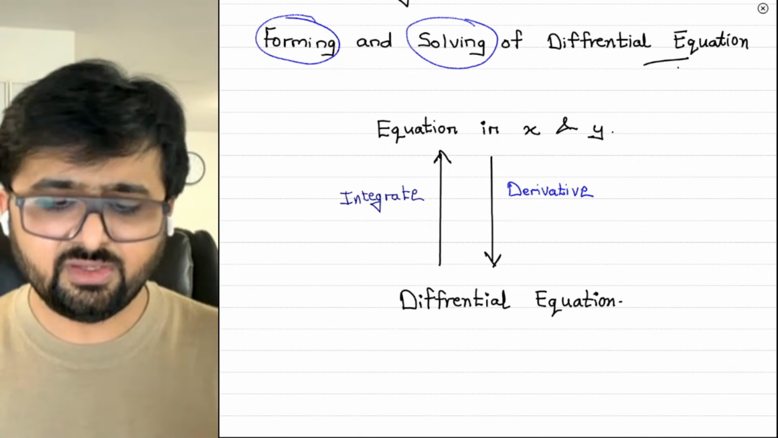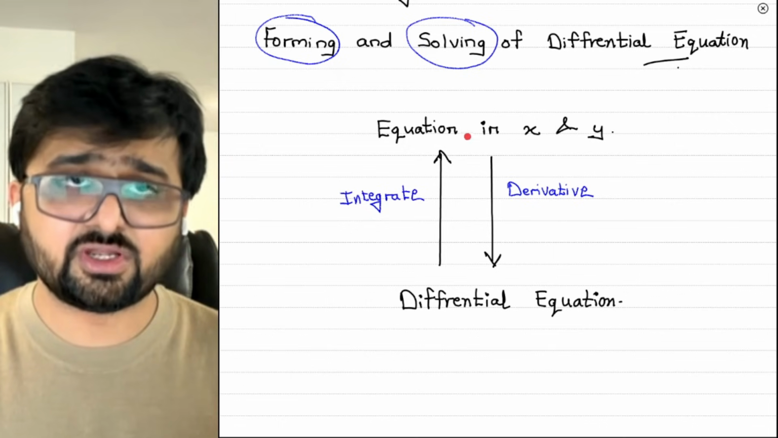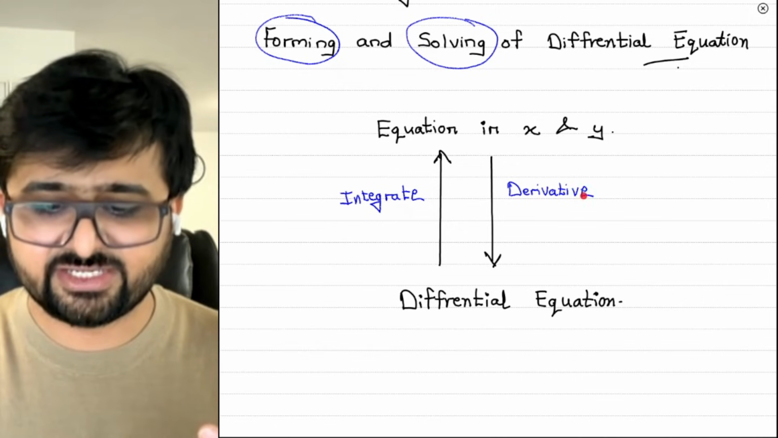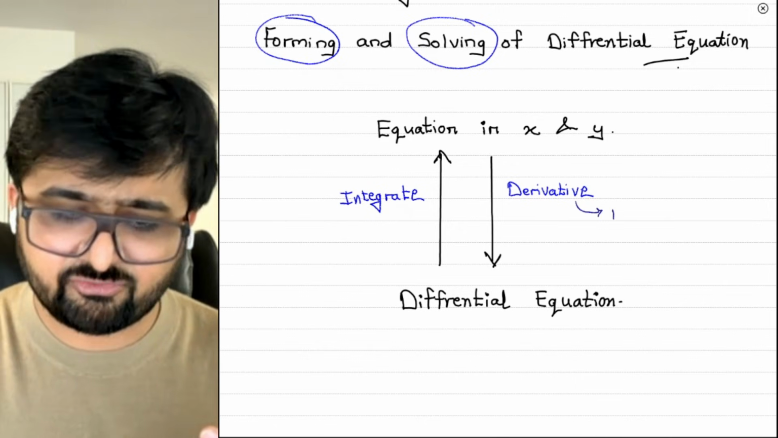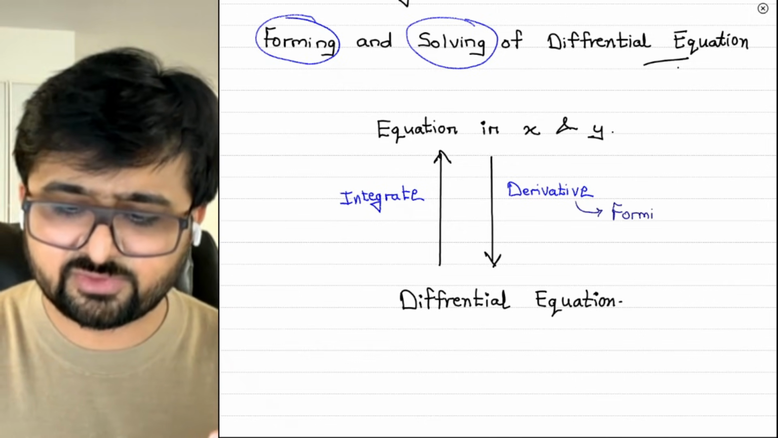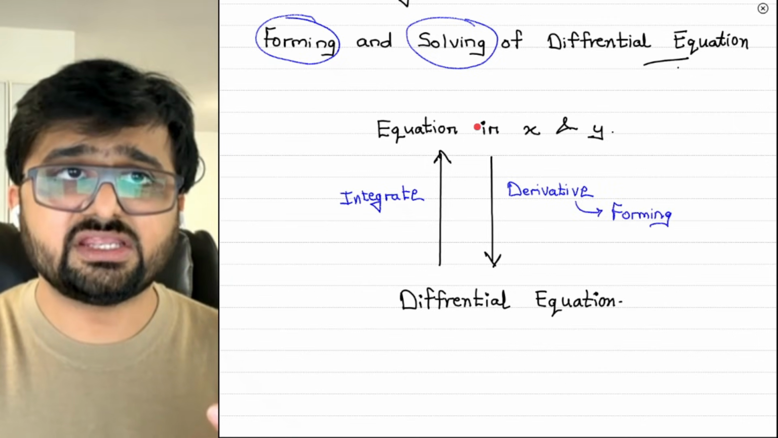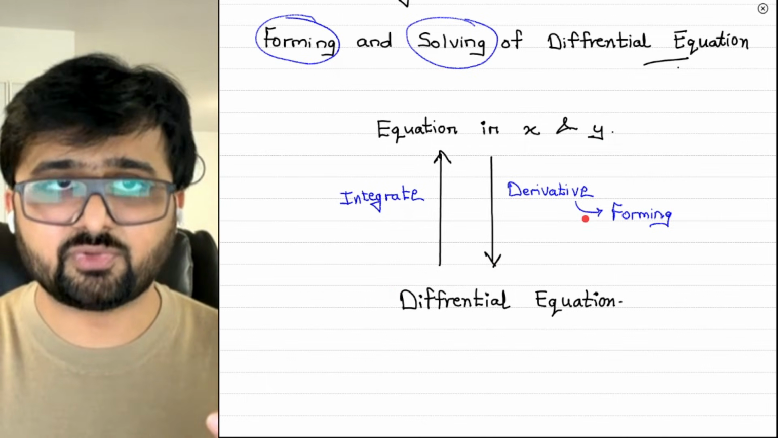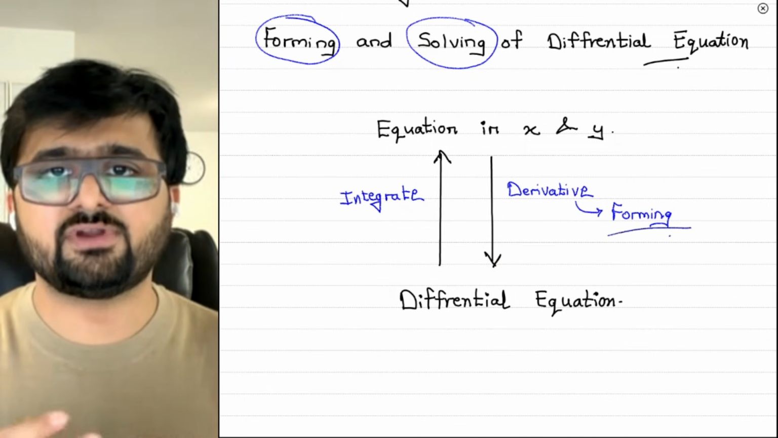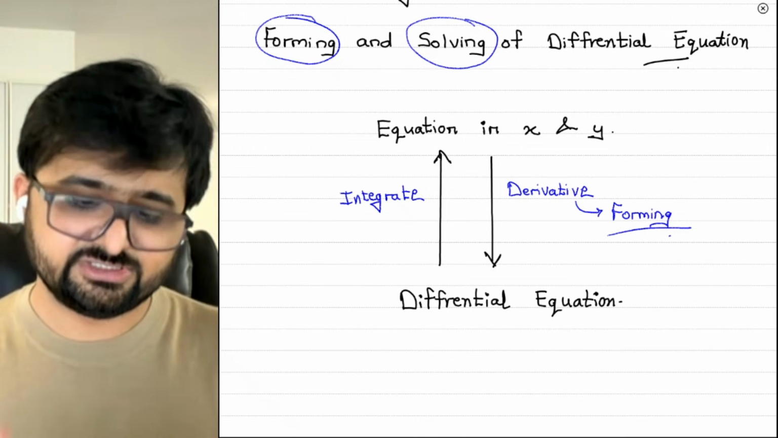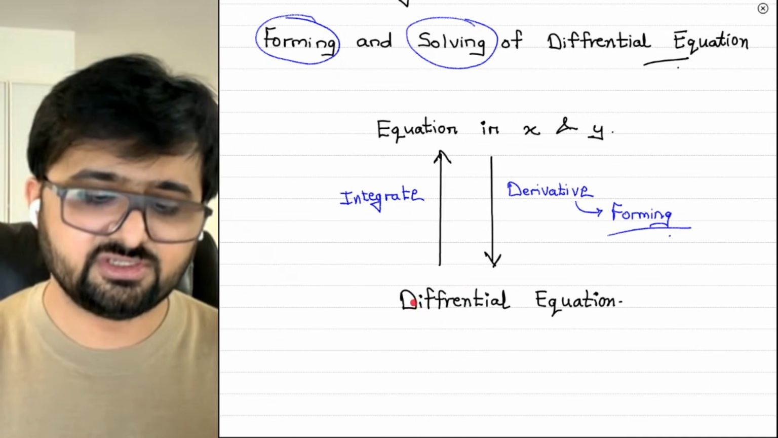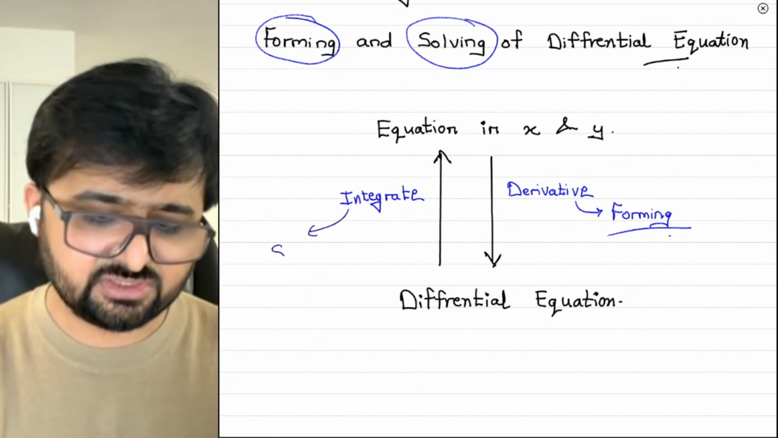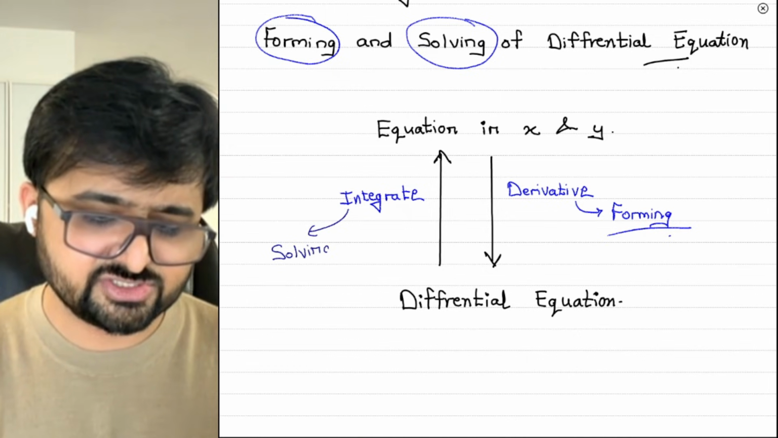Now the process of converting an equation in x and y to a differential equation using derivative is called forming of a differential equation. When you go from an equation in x and y, you take the derivative and you get a differential equation. That process is called forming of a differential equation. And the reverse, which is if you have a differential equation, you integrate and you get an equation in x and y, that process is called solving of a differential equation.